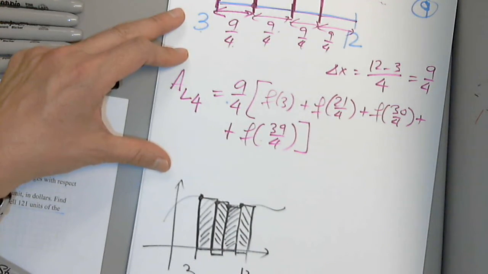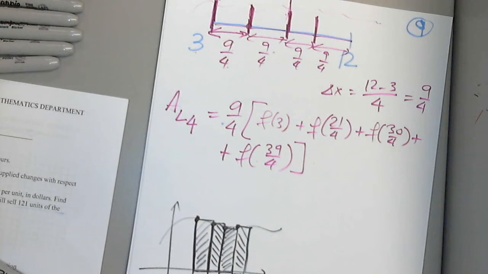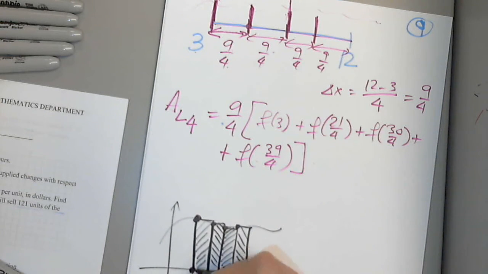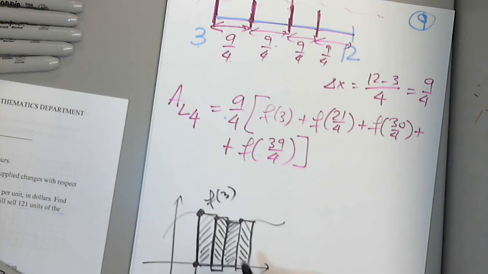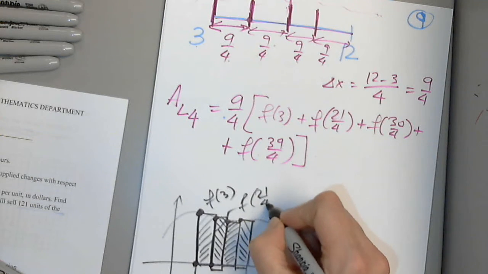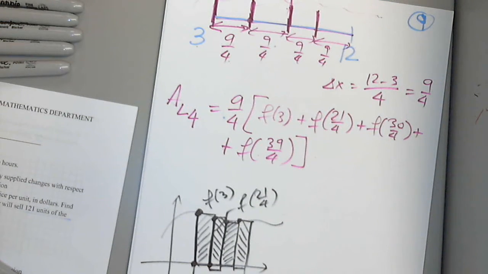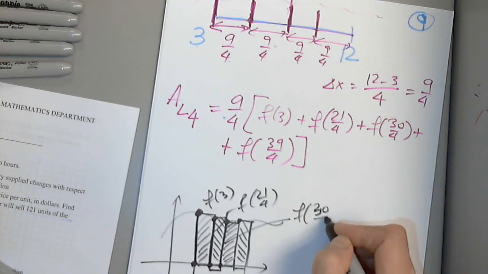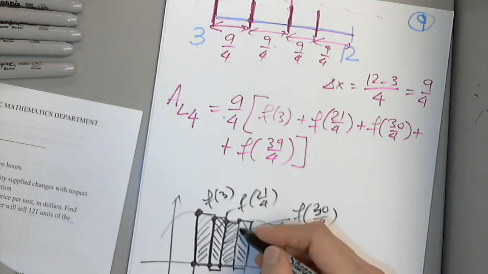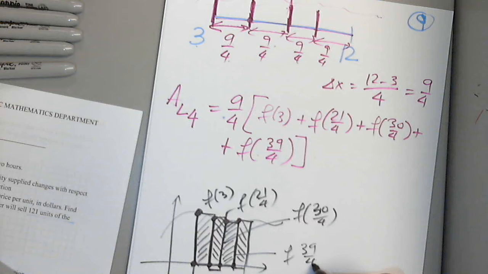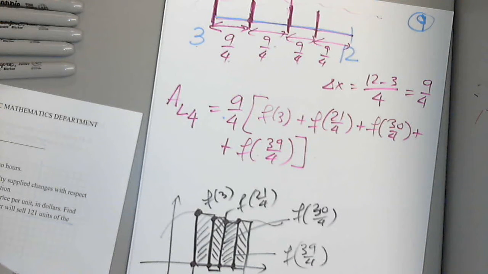So I understand the base times height, but where are you getting the height from? From this point till this point is f of 3. From this point till this point is f of 21/4. From this point till this point is f of 30/4. And from this point till this point is f of 39/4. It's the function value. I understand that.